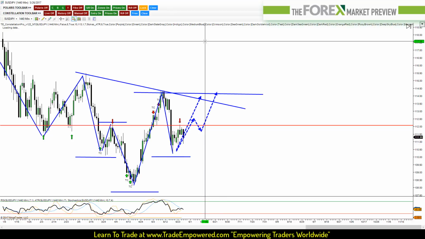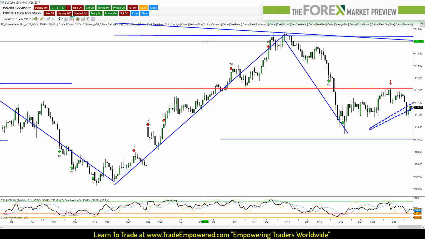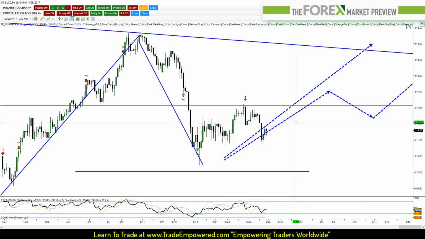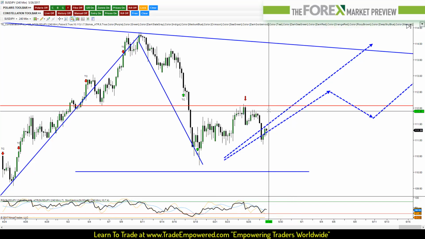Now, again, we go down to the lower time frames. As of now, I have no idea if this is going to happen. I have no idea when it's going to happen. But again, this is my weekend analysis. It's simply a bigger perspective. I write down, this is what I'm looking for.